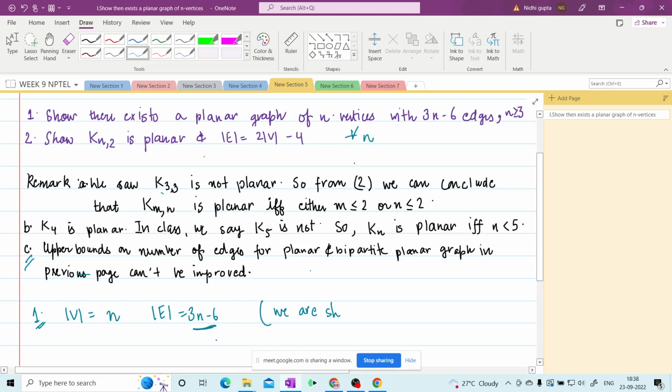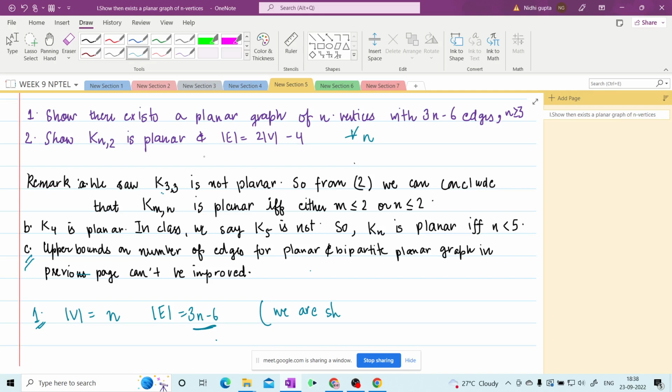So this is basically saying that Kmn is planar if and only if one of m or n is less than or equal to 2. Why is that? If one of m or n is less than or equal to 2, we get reduced to the case of problem number 2, and for problem number 2 we have already shown that such a graph is planar. If one of m or n is 2, then we are done.